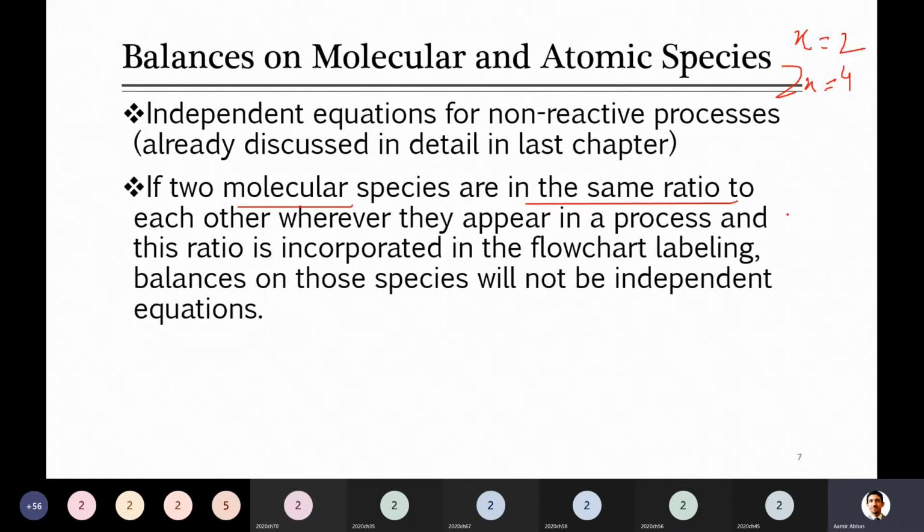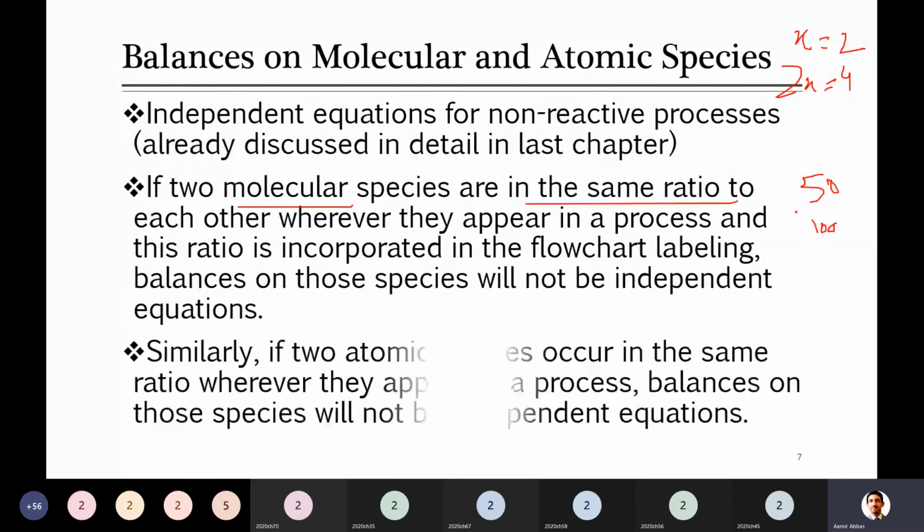But I told you, for example, there are two reactants entering into the system. One has a flow rate of 50, the other has a flow rate of 100. So sometimes if you write their balance, at the end of the day you will not be able to solve it because they are not independent equations. So while writing the equations in the reacting system, you have to be careful about whether the equations are independent or dependent.